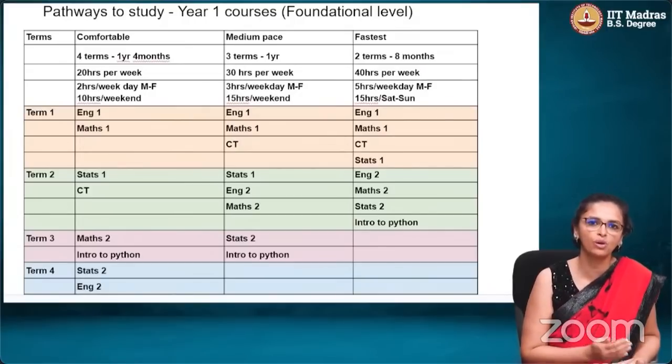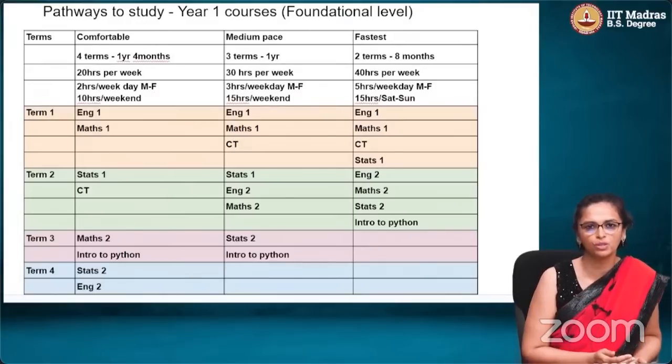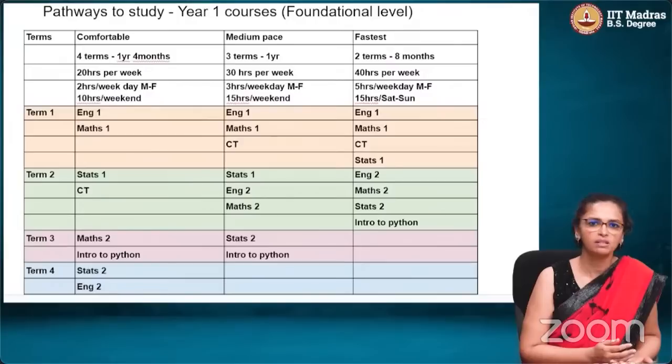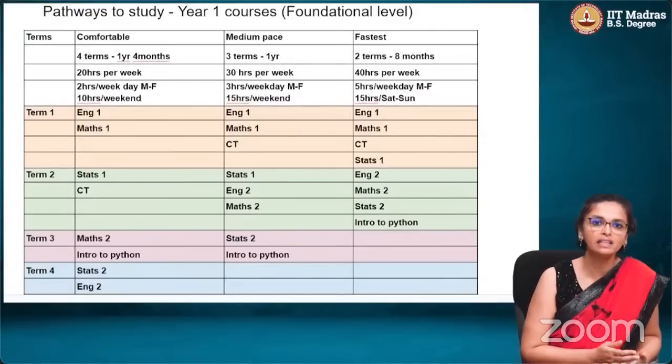Now suppose you are not a full-time student in the program, or suppose you have other engagements that you are a part of, maybe you're doing a college program on the side, or maybe you're a working professional, or maybe in general you want to do the math stats better because you don't have a background. In that case, we would suggest that you do the foundation level in 3 terms. And the way that the courses will progress will be, the first term you do English 1, Maths 1 and Computational Thinking. In term 2, you can take up Statistics 1, English 2 and Maths 2. And the third term, you do Statistics 2 and Introduction to Python.